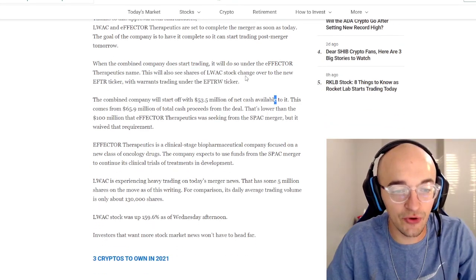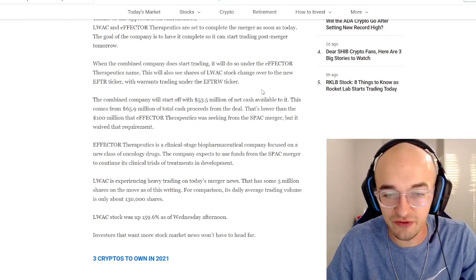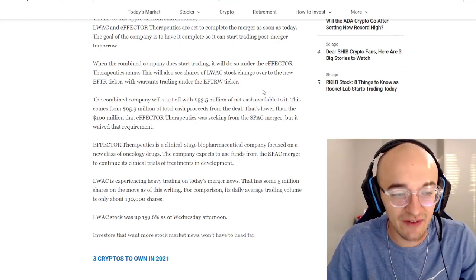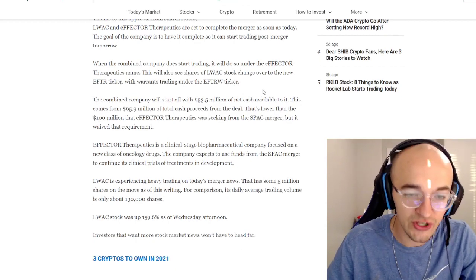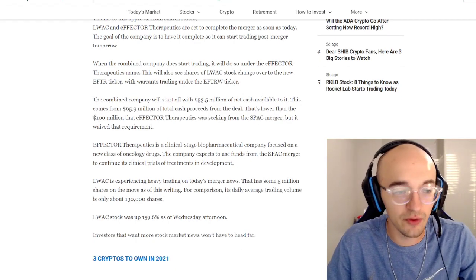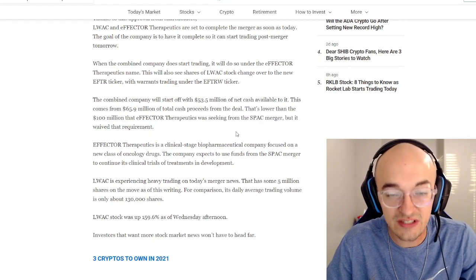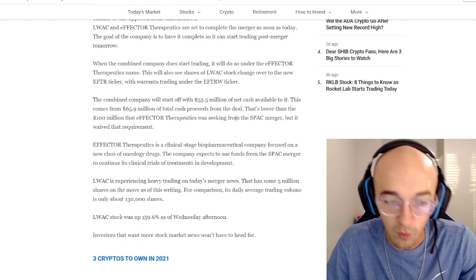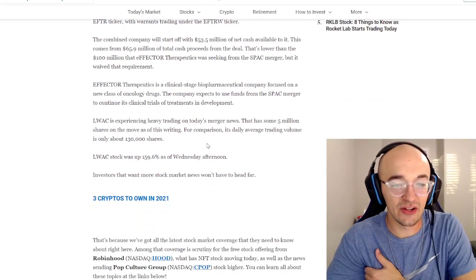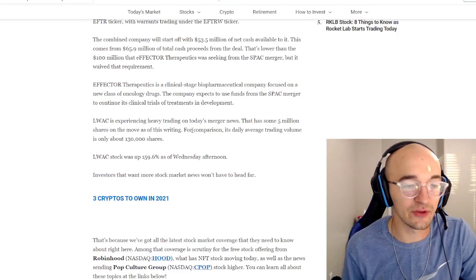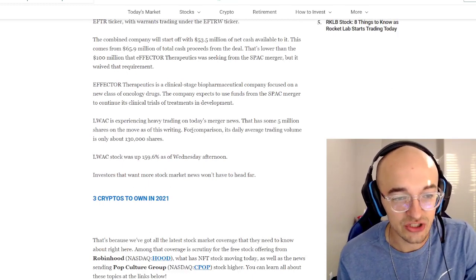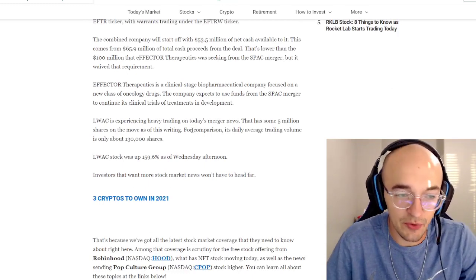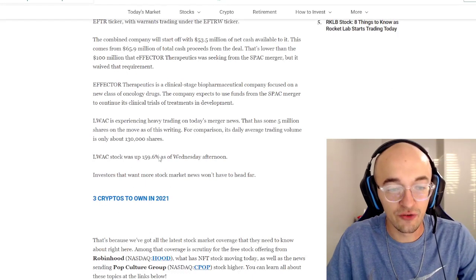This combined company will start off with $53.5 million of net cash. This comes from $65.9 million of total cash proceeds from the deal. That's lower than the $100 million that Effector Therapeutics was seeking, but it waived that requirement. Effector Therapeutics is a clinical stage biopharmaceutical company focused on a new class of oncology drugs. The company expects to use funds from the SPAC merger to continue its clinical trials of treatments in development.